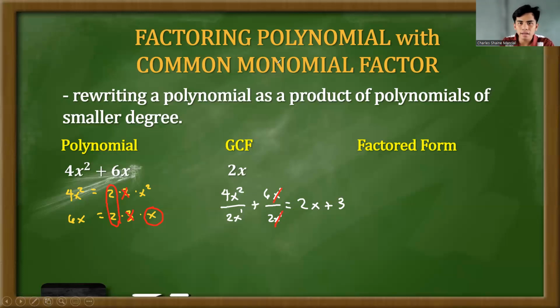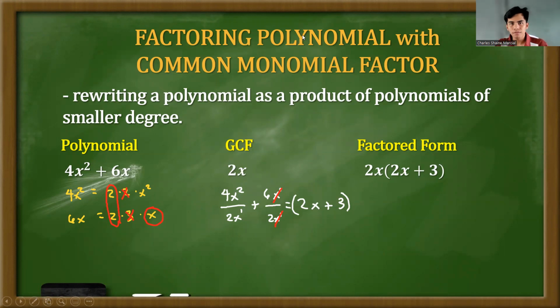Ang gagawin na natin is i-combine natin itong nakuha nating answer nung nag-divide tayo and itong GCF. So yung factored form na nitong 4x squared plus 6x is equal to 2x times the quantity of 2x plus 3. Okay, so itong GCF na nakuha natin, i-combine lang natin dito sa nakuha nating sagot nung nag-divide tayo using the GCF. So we have 2x times the quantity of 2x plus 3. Okay?